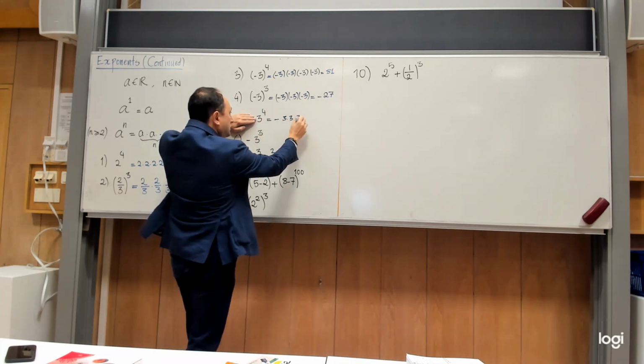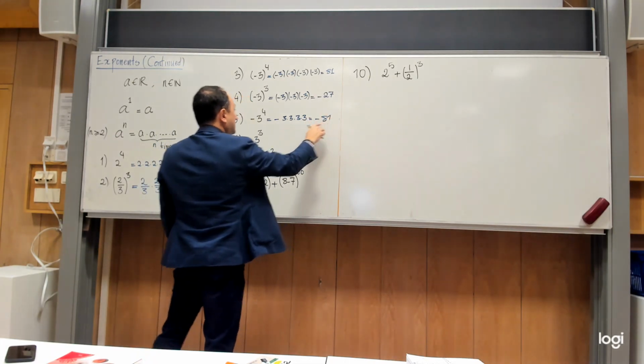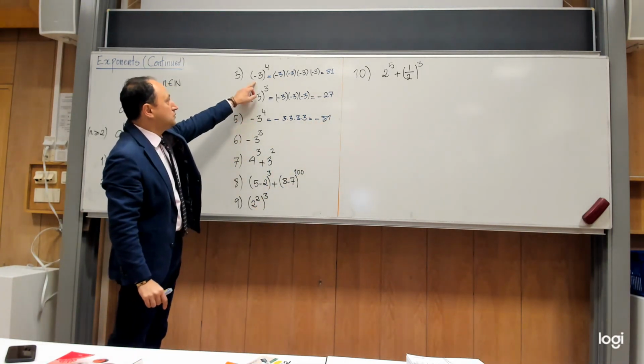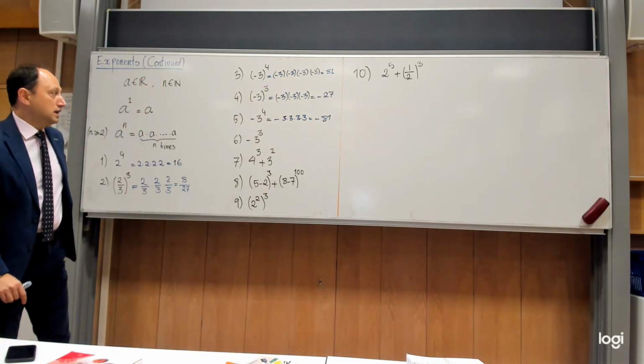You multiply 3 four times. So 3 times 3, 9 times 3, 27 times 3, 81, and then you have a negative sign here. So you end up with minus 81. And if you compare this one with that one, you see that they are quite different. One of them is positive 81 and the other one is negative 81.